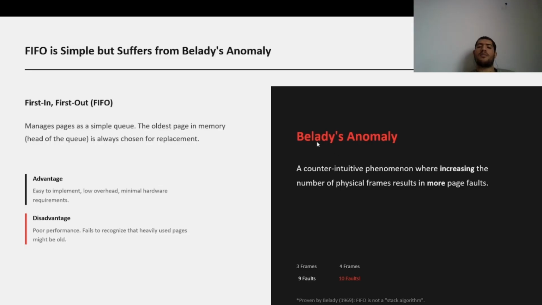Belady's anomaly is a counterintuitive phenomenon where increasing the number of physical frames results in more page faults. As you can see here, 3 frames cause 9 faults, and 4 frames cause 10 faults. So the more physical frames we have, the more page faults.